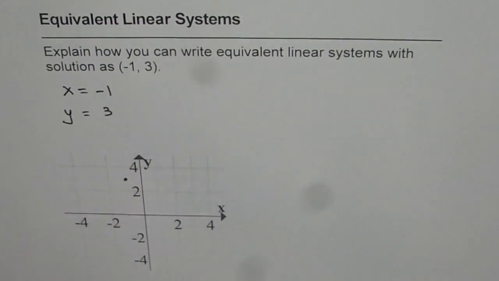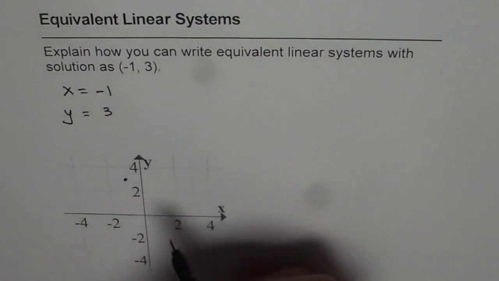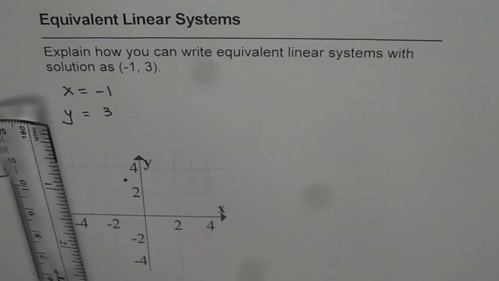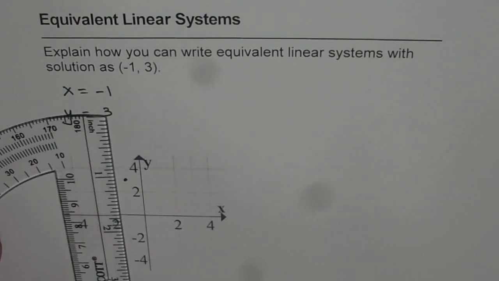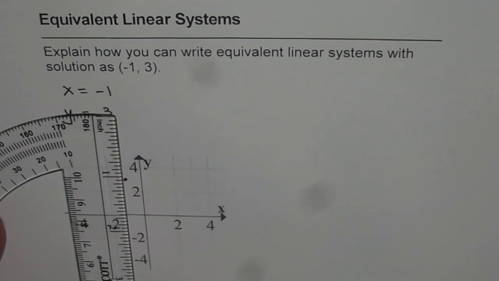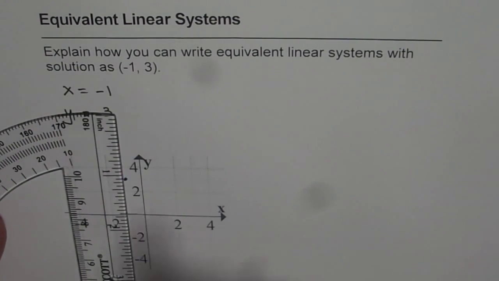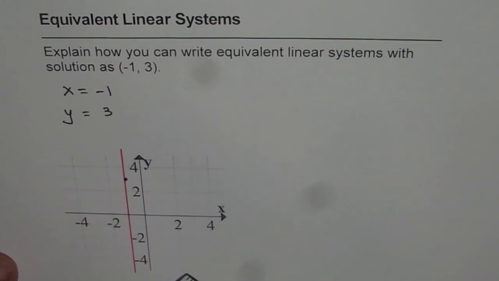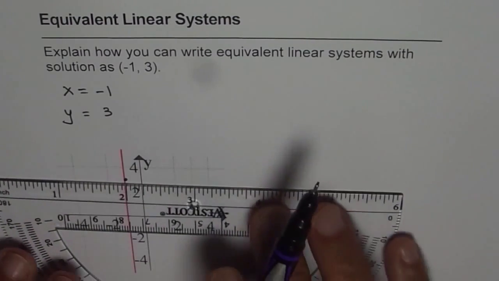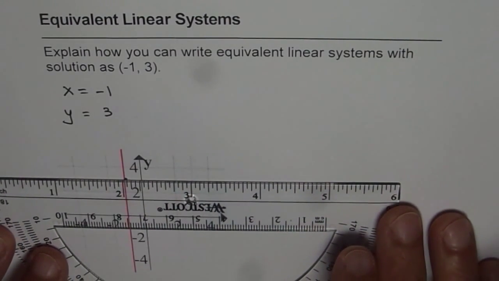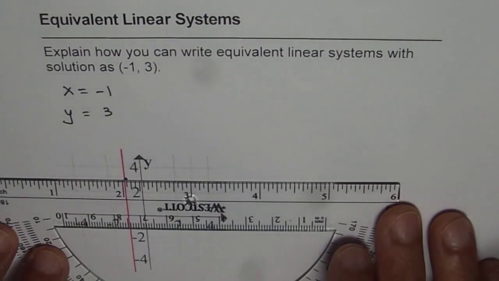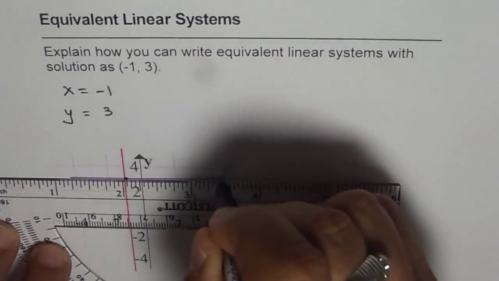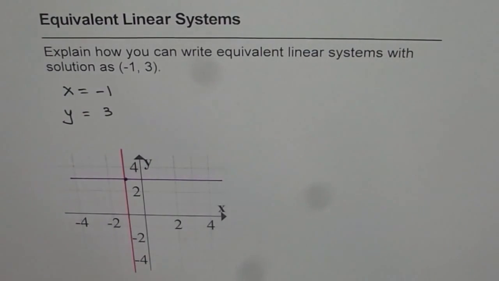Now these represent a linear system. X equals -1 will be a straight line with x value of -1, right? So that is a vertical line right there. And y equals 3 means a horizontal line going through 3, right? So this forms a basic set of linear system with solution of -1, 3. Do you get the point? So that is a neat way of writing a linear system.